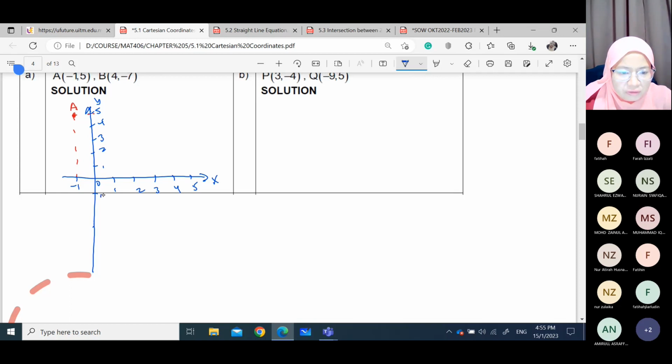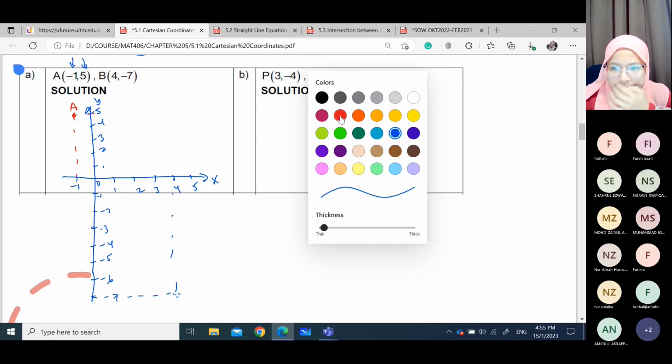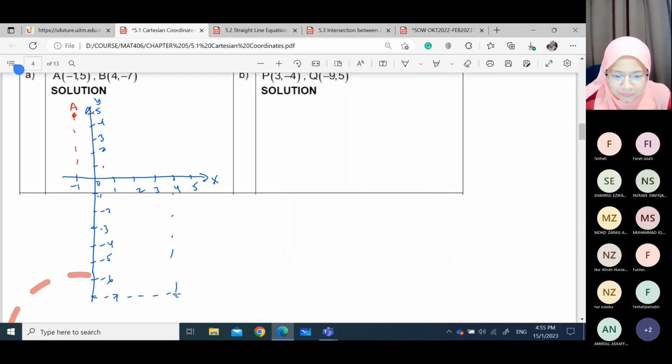Negative 7. So this one is negative 1. The bottom is Y negative. This zero is the origin. So going up, Y is positive. Going down, the bottom is Y negative: negative 2, negative 3, negative 4, negative 5, 6, and 7. Okay, so plot B at point (4, negative 7). So X is 4, Y is negative 7. So this is point B.